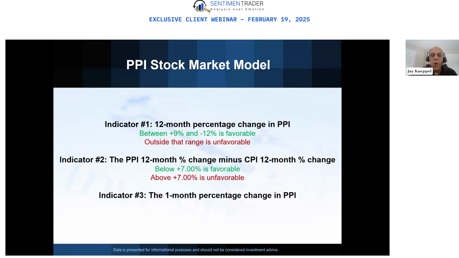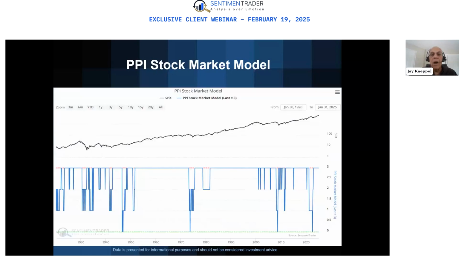And then the last one is the 1-month change in the producer price index. Big changes, either up or down, once again, cause uncertainty. So if it's between +4 and -2.2, that's fine, it's favorable. Outside of that range, we consider that unfavorable. So you simply add these 3 up and you get a number from 0 to 3, and that is our PPI stock market model. This is really useful for longer-term investors who really don't want to sell.